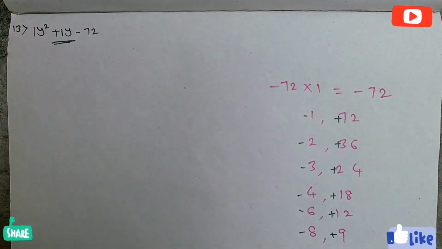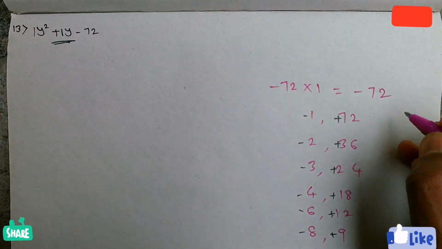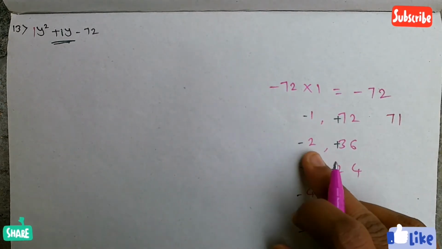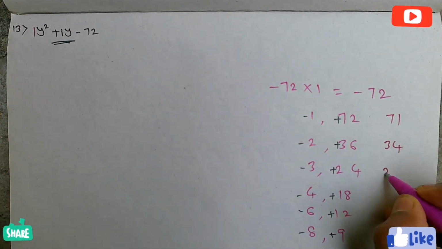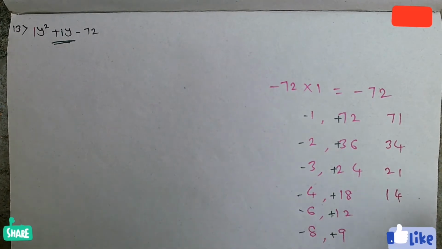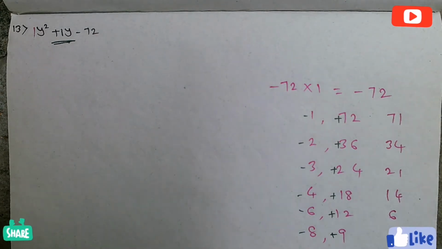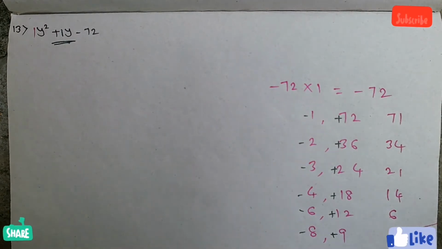Now let us check which one will be satisfied. Minus 1 plus 72, 71. Minus 2 plus 36, 34. Minus 3 plus 24, 21. Minus 4 plus 18, 14. Minus 6 plus 12, 6. Minus 8 plus 9, 1. So now if we observe this clearly, the number which we require is plus 1. So here this is plus 1. So it means the last pair is the correct pair.